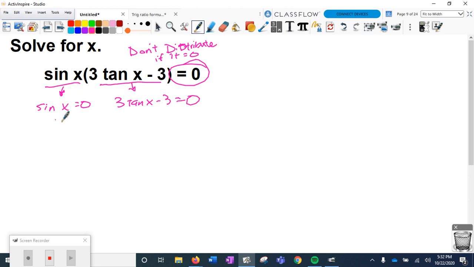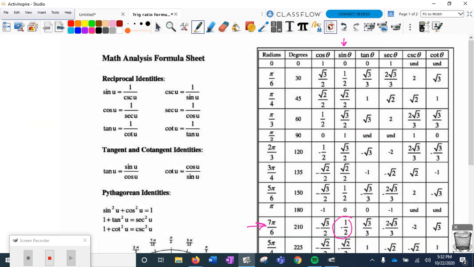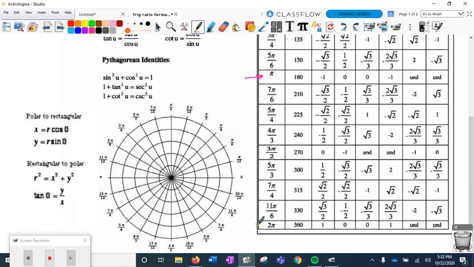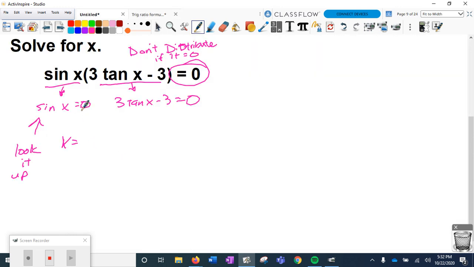Okay, and now let's solve it. Well, this one's already solved. We just got to go look it up. Okay, when does sine equal 0? Let's clear everything out. We're looking in sine. Sine equals 0 right away at 0, and pi, and 2 pi, but we're not going to use 2 pi because it's the same thing as 0. Okay, so our answers for this one are going to be 0 and pi.